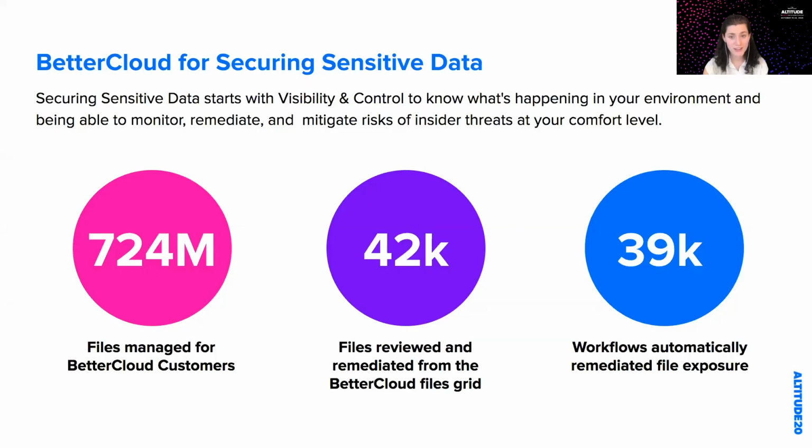Joe, Meg, Shannon, and John serve as great case studies for what's happening in our very real SaaS environments. BetterCloud helps customers apply those same tools and methods we discussed to mitigate insider threats. In the last 12 months alone, admins like Joe have managed over 724 million files in our files grid. Admins like Meg have reviewed and taken action on over 42,000 files on a case-by-case basis. And admins like Shannon have reduced duration of exposure with the help of 39,000 workflows automatically remediating file exposure.